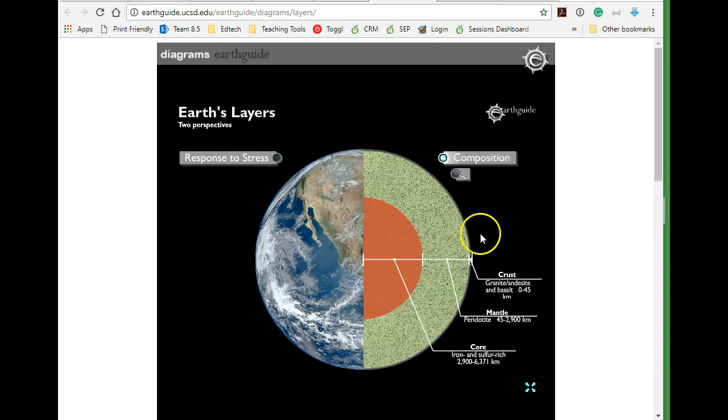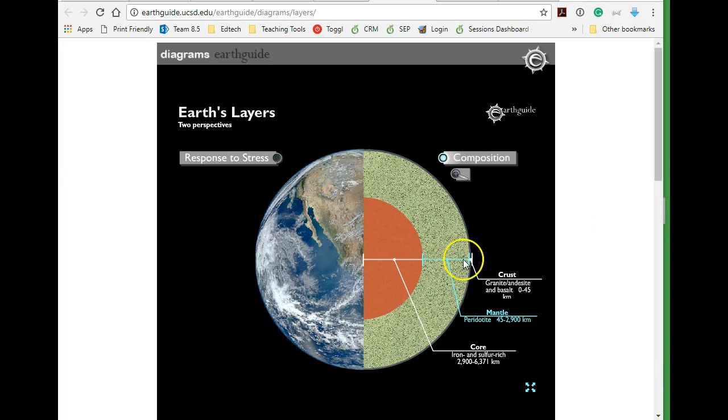So really thin. Interestingly, we've never managed to drill or go deeper than the crust because the amount of heat from the Earth's core prevents us from drilling any further than this. We're going to talk a little bit as we go to the other side and look at the response to stress, and talk about how we know what's inside of Earth despite the fact that we've never been further than the Earth's crust. So again, that's right here, and the crust is made of granite, andesite, and basalt.